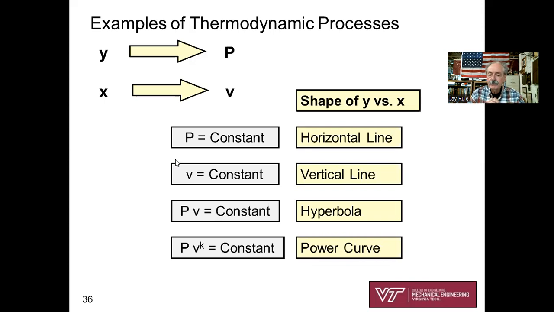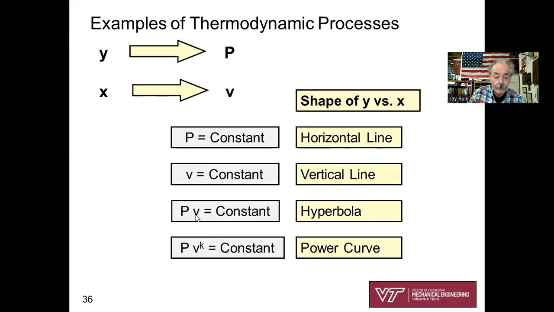So let's look at some examples of thermodynamic processes going from x1 to x2, or v1 to v2. When p is constant, well, p is constant. That's like y is constant. That's a horizontal line. What will the integral be for a horizontal line? How about v is equal to a constant? That's like x being a constant. That's a vertical line. What will the integral be like? Integral area under the curve, 0.